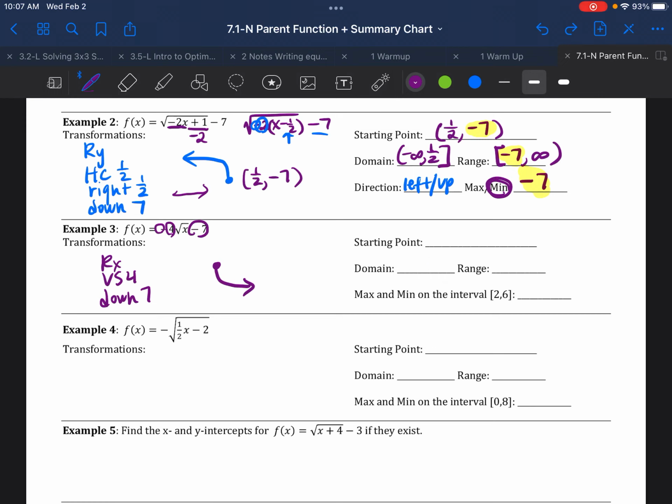Okay, and so our starting point just moved down 7, and so it's still 0 at -7. And so for our domain, we are still greater than the 0 because it's going to the right. So 0 to infinity, because it's going to the right from 0. For the range, we're starting at -7, but this time it's going down. And so this is where we're going to have negative infinity to -7 bracket.